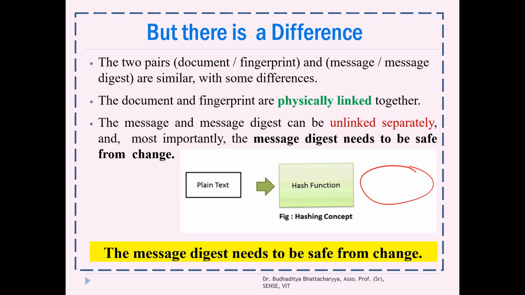So you can see the two pairs, document and fingerprint, or the message and message digest, are similar with some differences. One is that in the case of document and fingerprint, it is physically linked, but here there is no physical link, it is kept separately. Naturally, the message digest needs to be safe from any changes. Even one single change will completely change the message digest itself, so it's very difficult to crack.